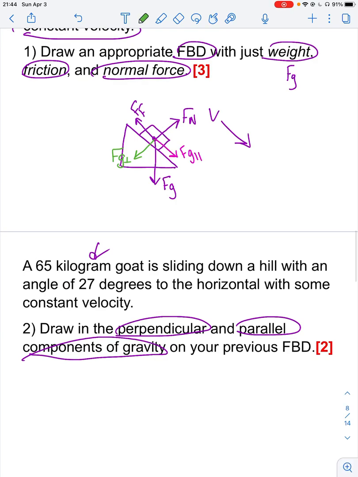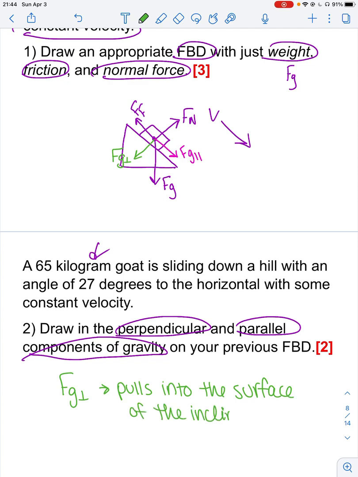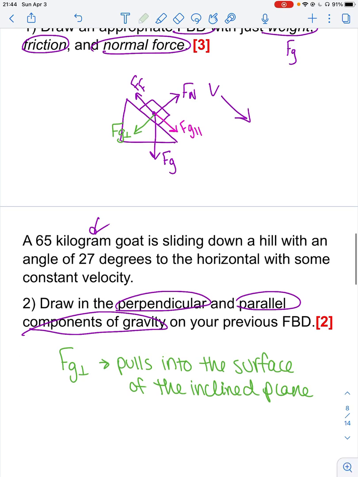So again, I'll write that right here. FG perpendicular pulls into the surface of the inclined plane, and then the force of gravity parallel pulls down the slope. Okay?